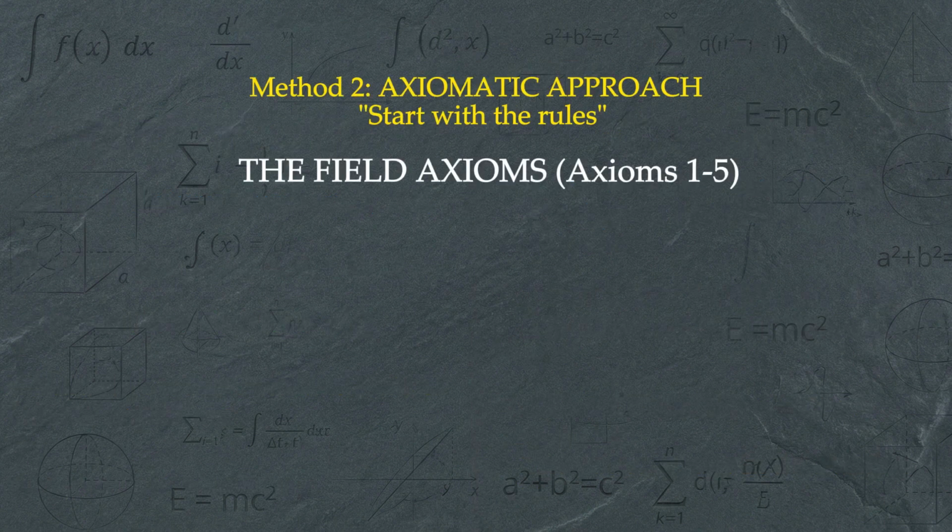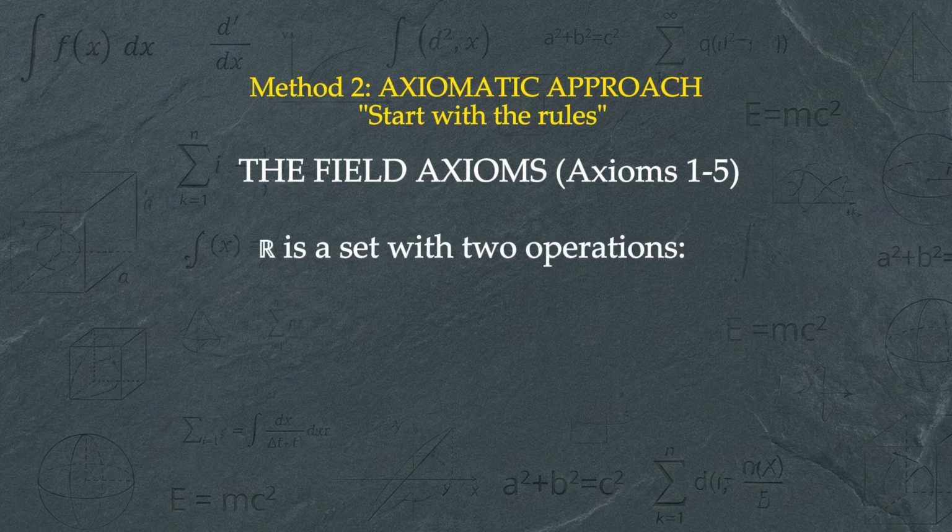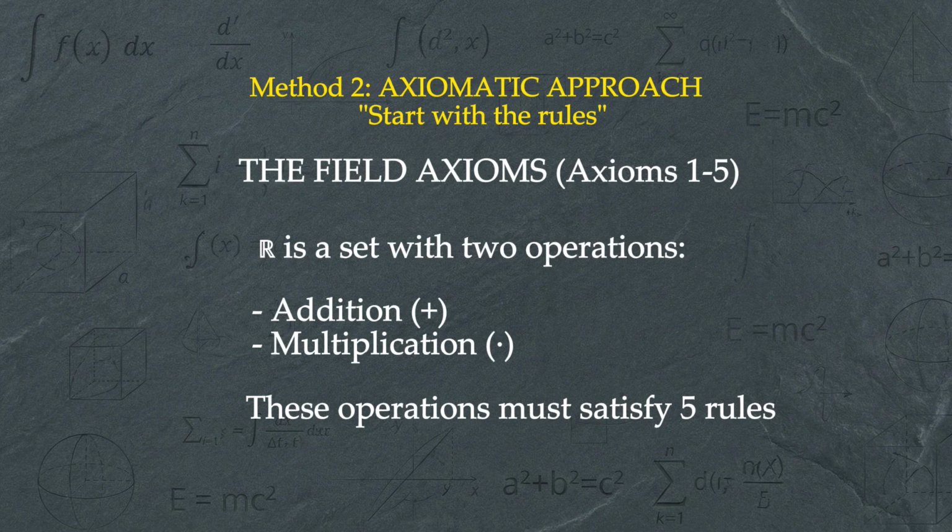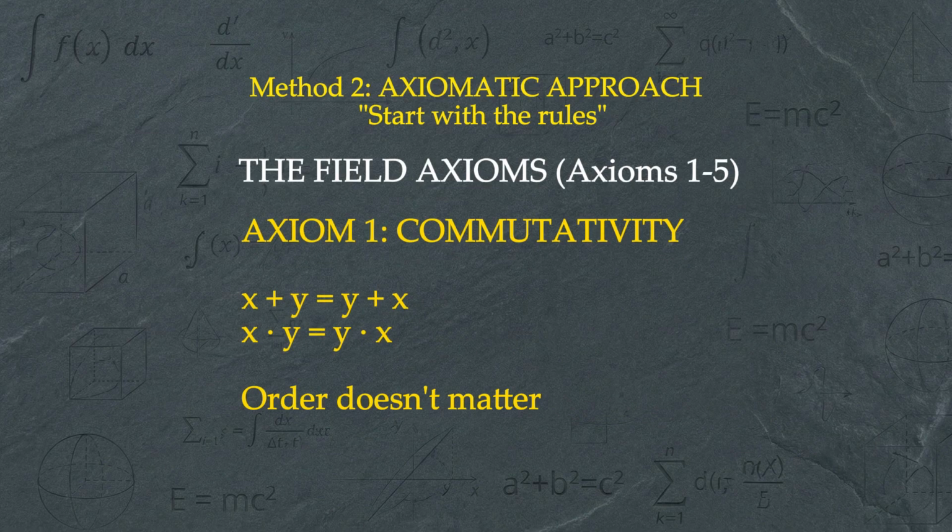We assume the existence of a set, capital R, equipped with two operations, addition and multiplication. Apostol lists axioms 1 through 5. These are the field axioms. Most of these should feel familiar from high school algebra, but now we're making them explicit and rigorous. Axiom 1 is commutativity. Addition and multiplication are commutative.